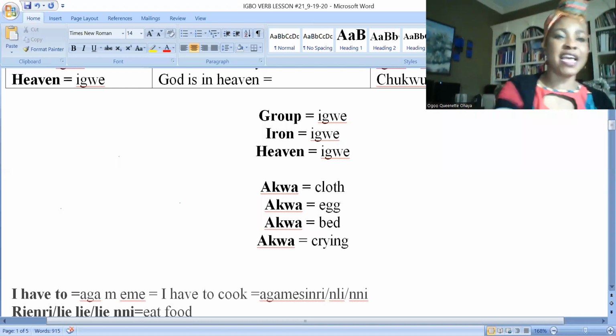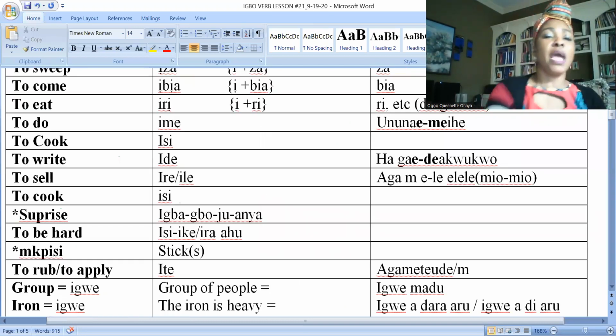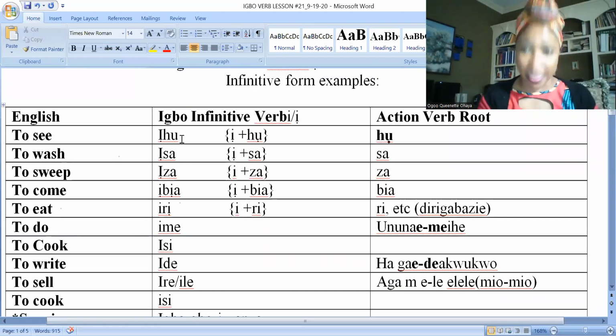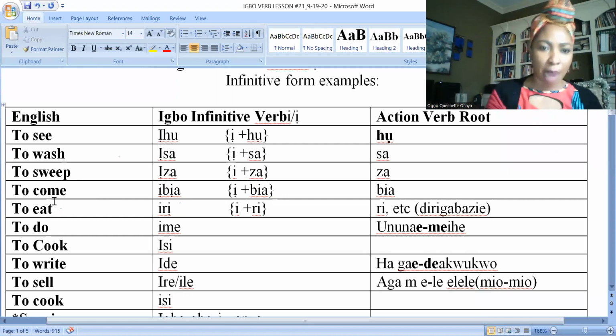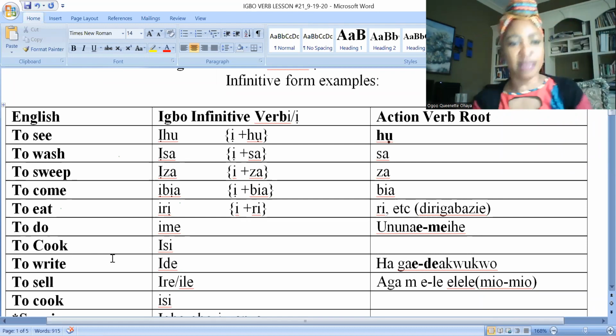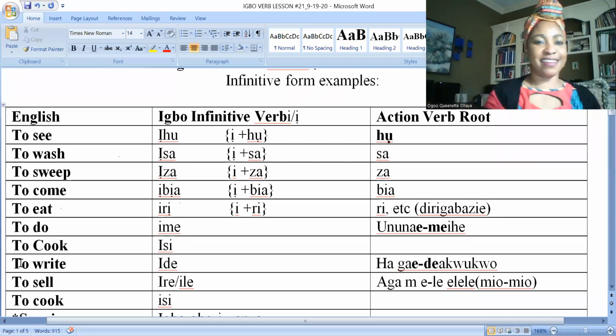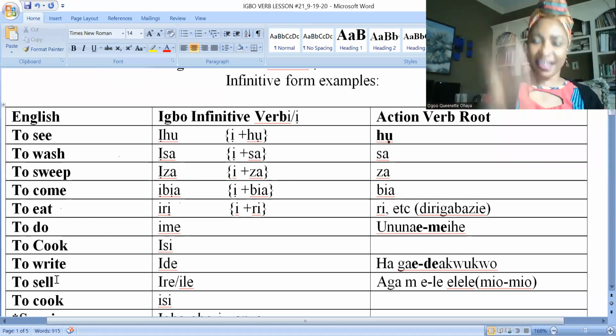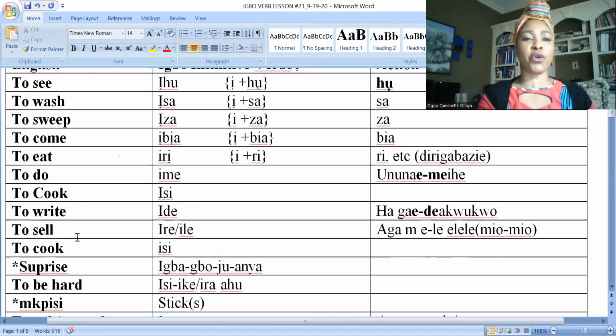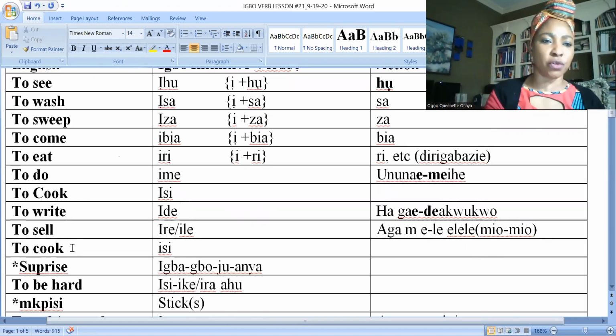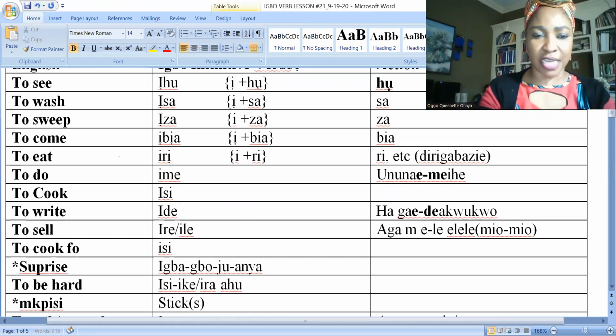Okay, that's fine. Now, this is what you need to do. Make sure you know all these words. We have more verbs, okay? To see, eho. To watch, esa. To sweep, eza. To come, ebia. To eat, iri. To do, ime. To cook, isi. To write, ide. Okay? To sell, ire. To cook, isi. I put it twice. Okay, to cook food. I'm gonna say to cook food here.